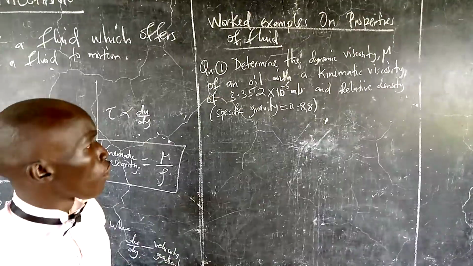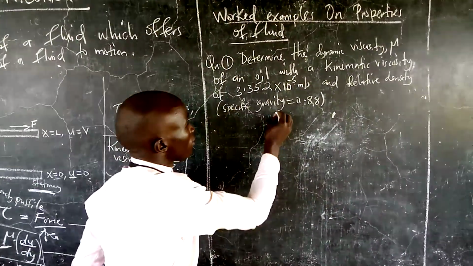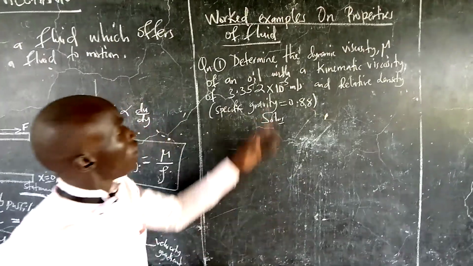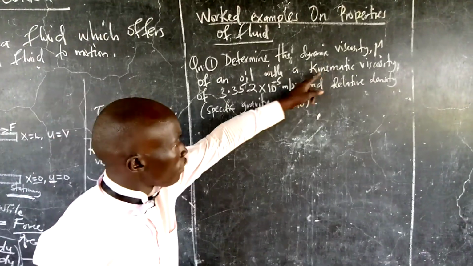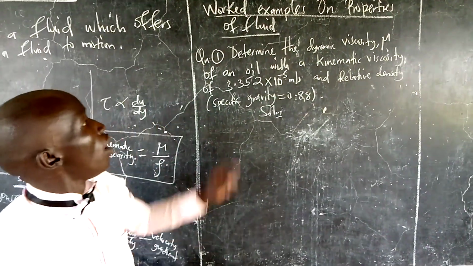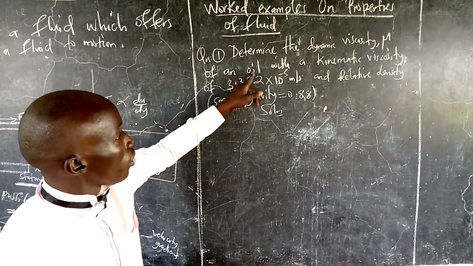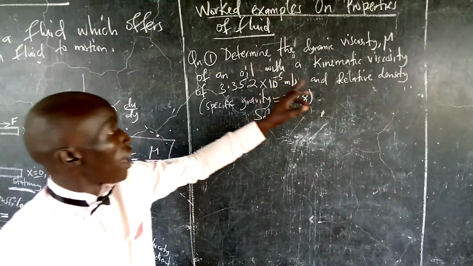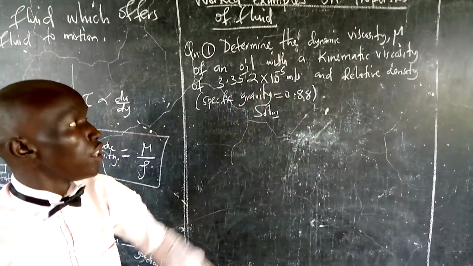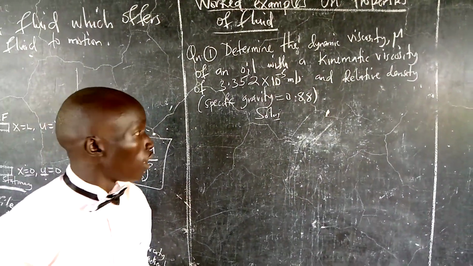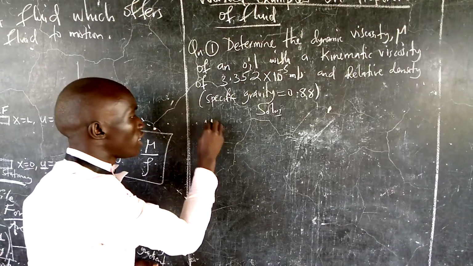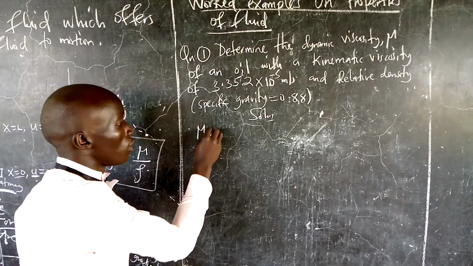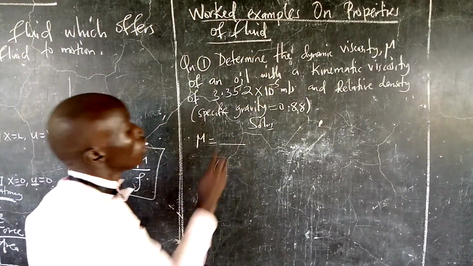So the first example we're going to talk about is this. It is saying determine the dynamic viscosity mu of an oil with a given kinematic viscosity, and relative density also equal to this. So that means they want what? Mu. Let's summarize the question. They want dynamic viscosity mu. Just call it mu. We don't know it.